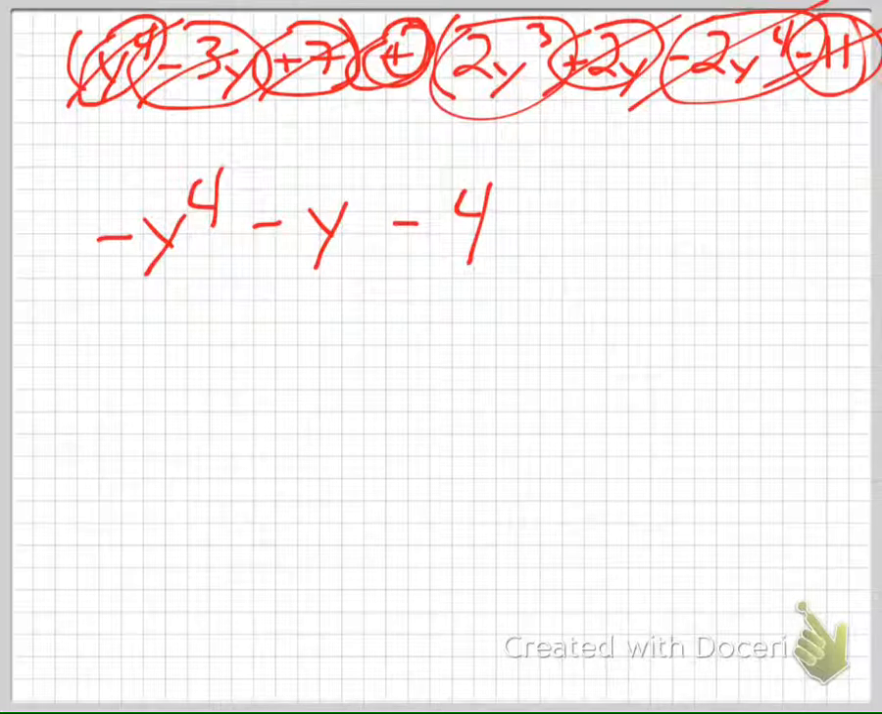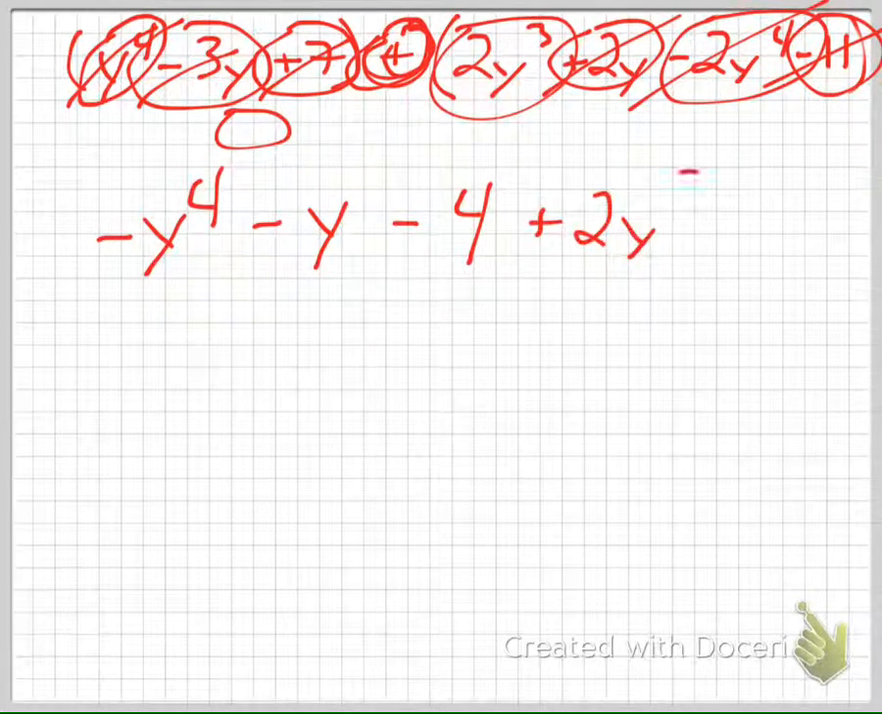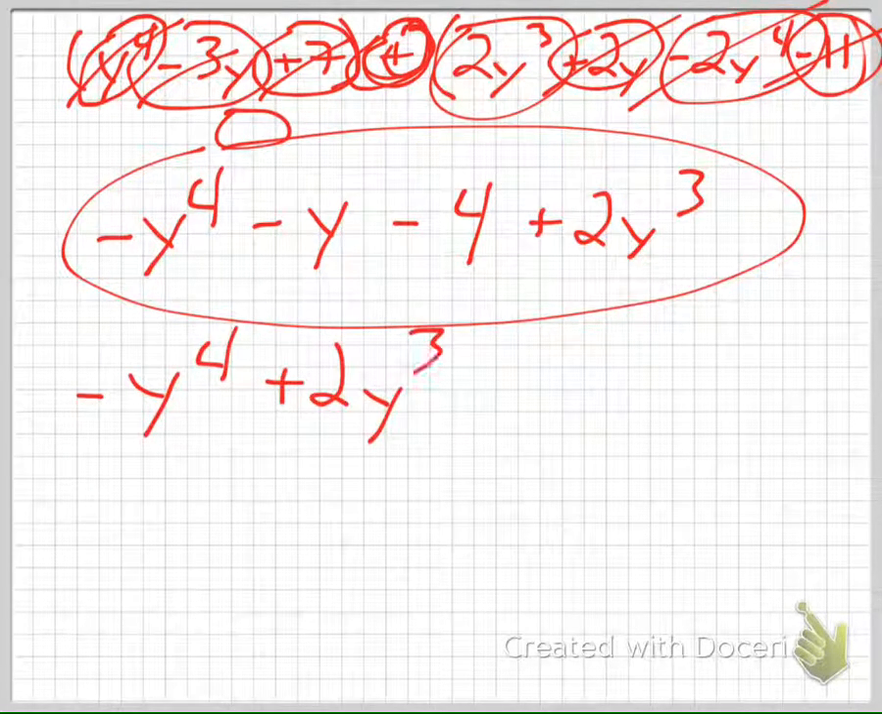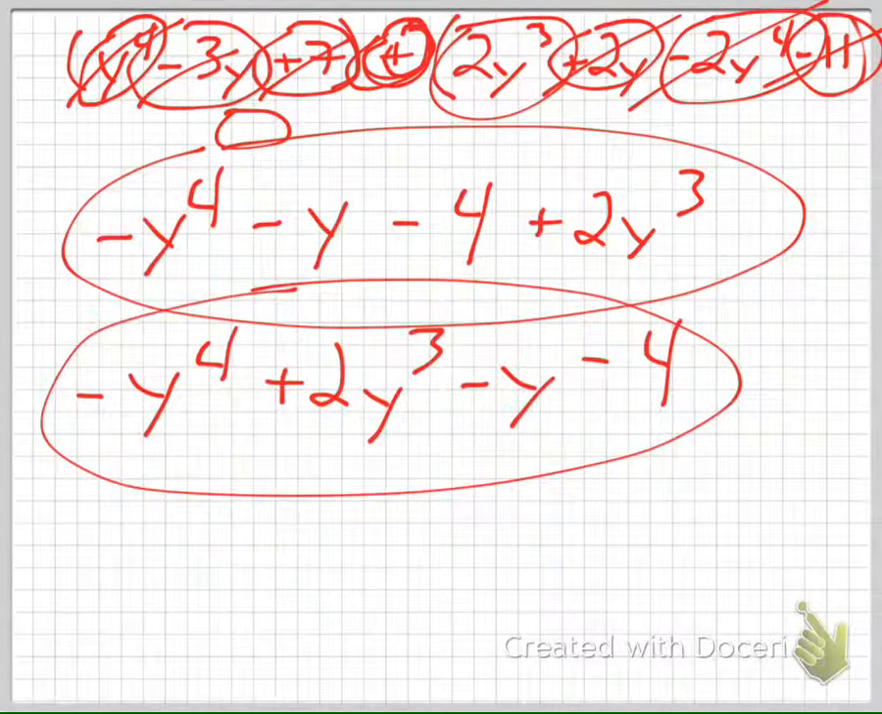Oh, 2y to the third. It's 0 plus 2y to the third, which is simply plus 2y to the third. Am I done? No, rewrite it. Negative y to the fourth plus 2y to the third minus y minus 4. Now I'm done. How many of you got that?